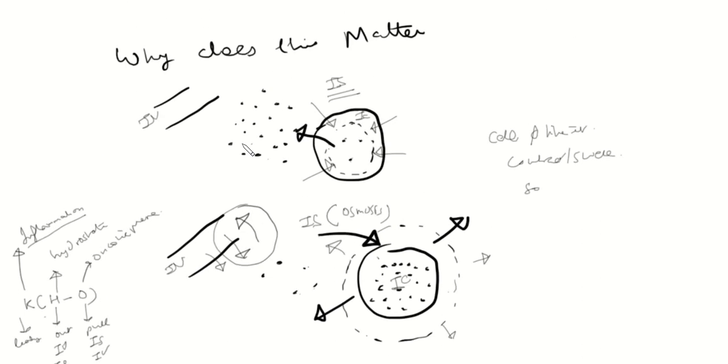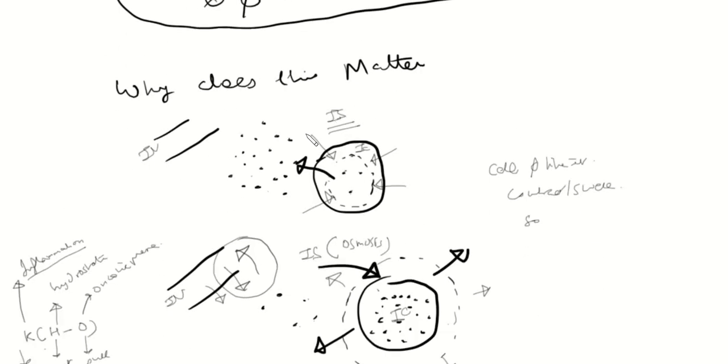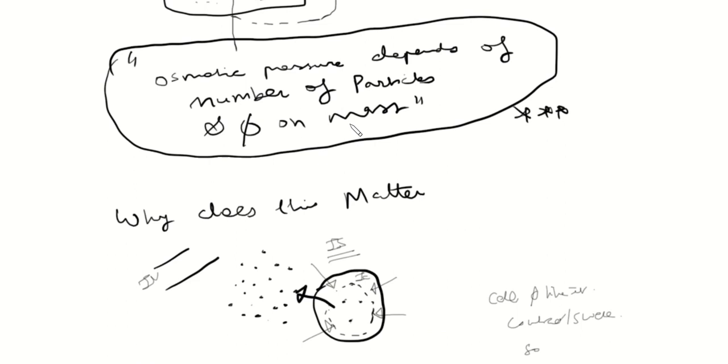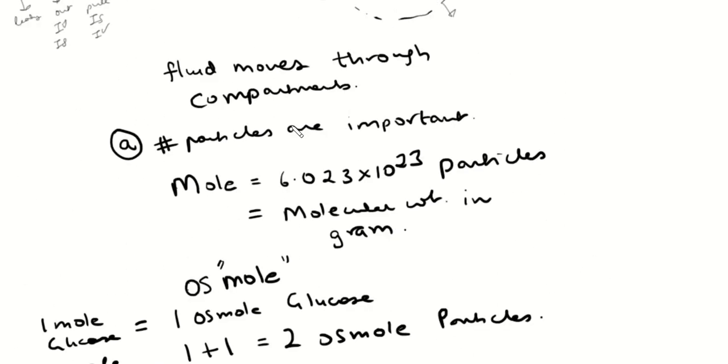Okay? So we talked about osmotic pressure. Remember, intracellular and interstitial depending on the number of particles. So next thing you know, hey, if number of particles are important, how do I measure it? And it's got to do with a concept called mole. So 1 mole is 6.023 into 10 to the power 23 particles. That's Avogadro's number. And what's special about it?